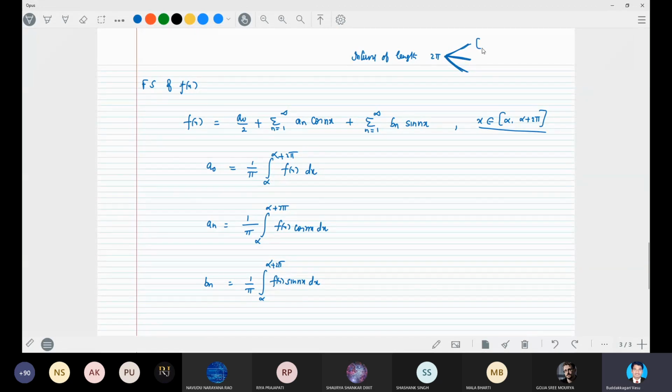What are those intervals? 0 to 2 pi, right? And another one, minus pi to plus pi, right? Okay, 2 only. So one is 0 to 2 pi or minus pi to pi, right?